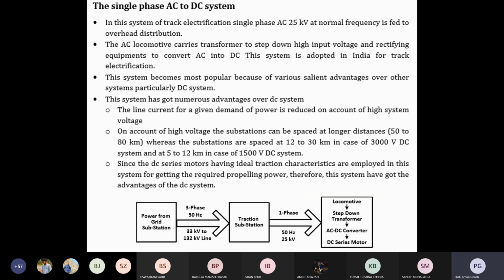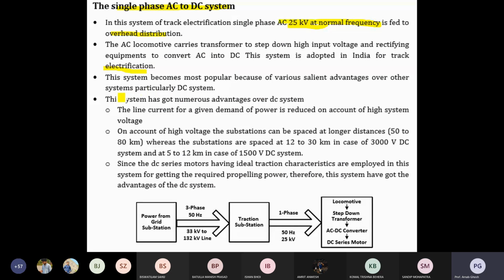Single phase AC/DC system. Okay, so in the case of the single phase AC/DC system, what are the most important portions? 25 kV normal frequency will be there for the overhead distribution. Then the AC locomotive carries the transformer to step down the high input voltage, and rectifying equipment to convert AC into DC. This system is adopted in India for track electrification.